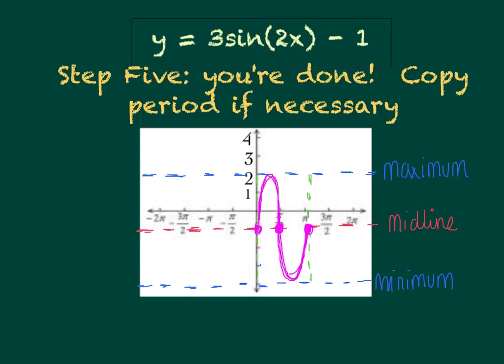Our last step is actually not always necessary. We're done drawing one period of our graph. Sometimes your directions may say to draw 2 periods, in which case you'll just copy exactly what you already did and sketch in another period of the graph. We know that this graph will actually go on forever, both to the left and to the right. We just won't draw the entire thing.